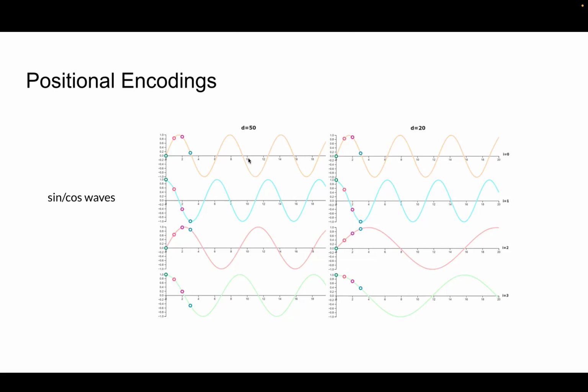And you can actually choose different kinds of frequencies. So if you set the hyperparameter d to 50, then you get some kind of frequency. And if you set it to 20, if we look at the third plot here, each period is actually longer than if we set it to 50.